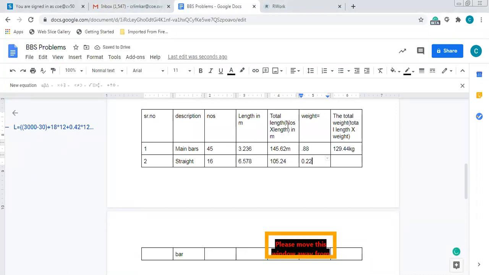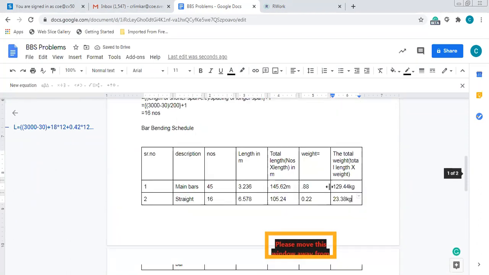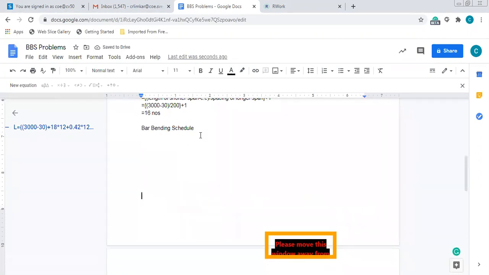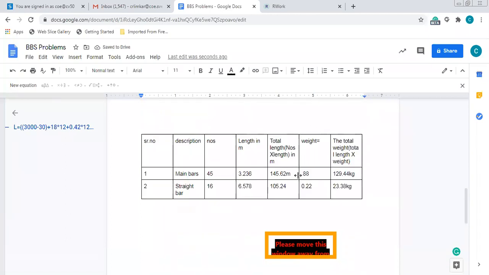And last column, that is total weight, is nothing but total length multiplied by weight. Total length is 105.24 multiplied by 0.22, so your answer becomes 23.38 kg. I will take this in the next page so that you will have some space. Are you able to see this column?